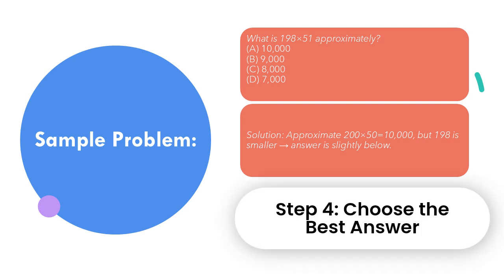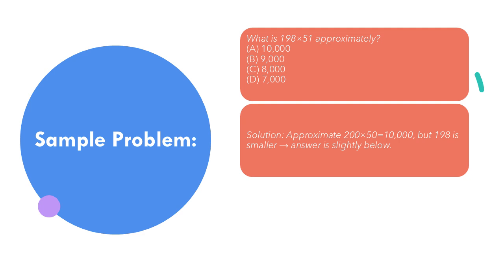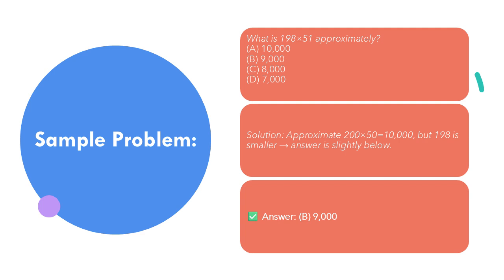Looking at the answer choices. A. 10,000, too high. B. 9,000, slightly lower than 10,000. This looks best. C. 8,000, too low. D. 7,000, way too low. So the best estimate is B. 9,000.